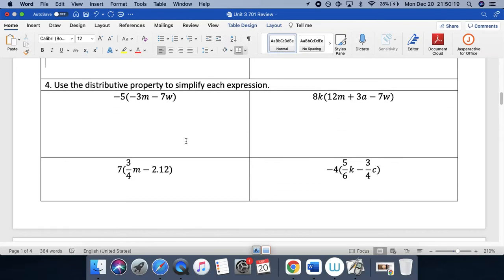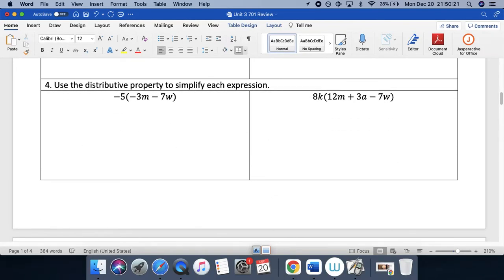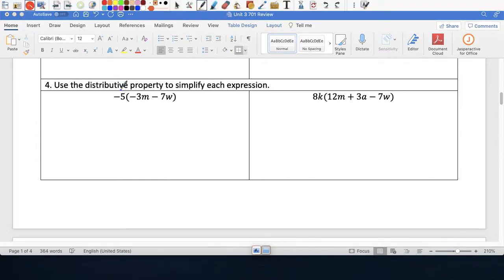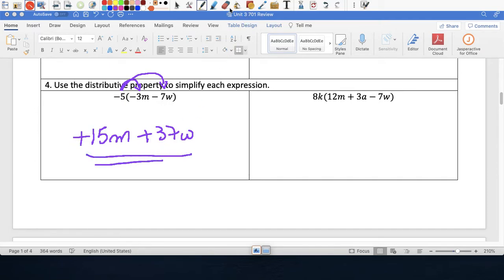Okay, so use the distributive property and simplify. Negative 5 and negative 3 is positive 15m. Negative 5 and negative 7 is positive 35w. Can I combine like terms? No. So this is my final answer. And actually, I'm going to take this one out.